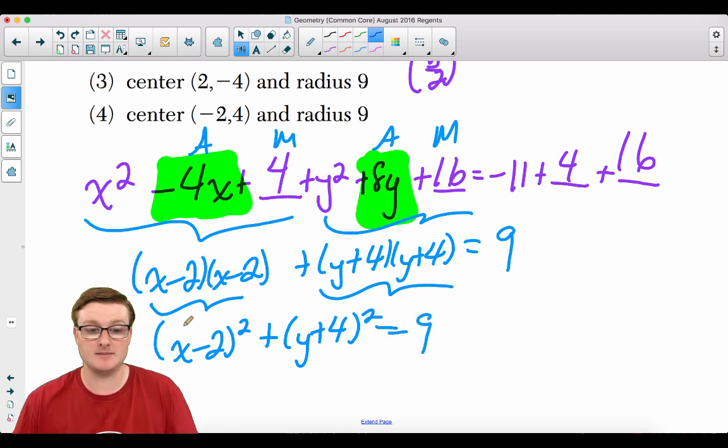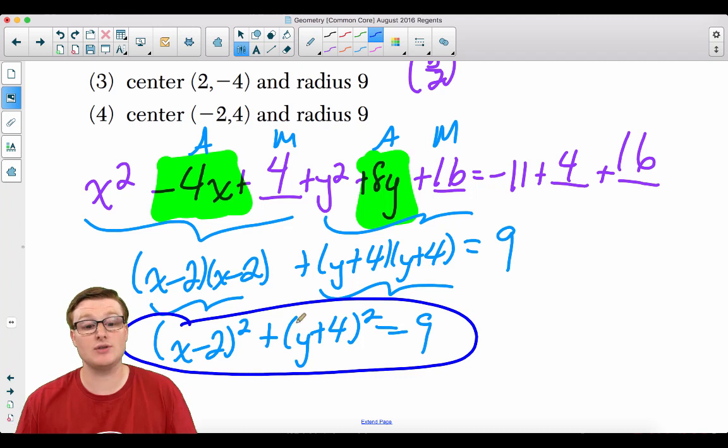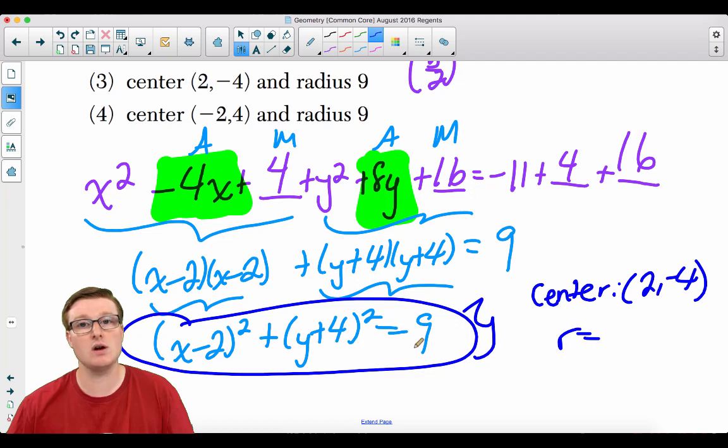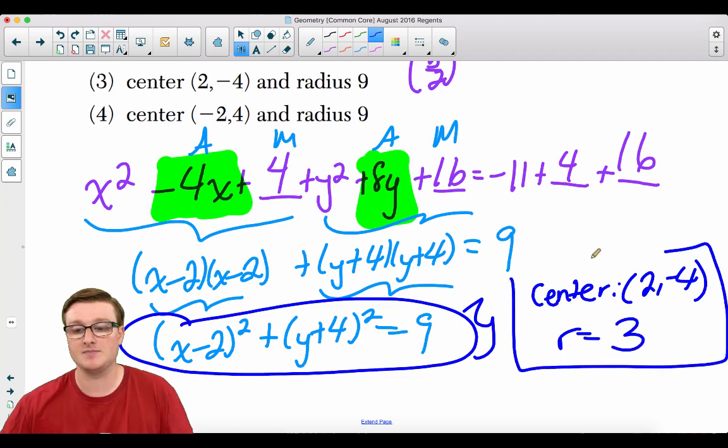Now, ladies and gentlemen, this is your center-radius form of the circle. So therefore, your center point is going to be the opposite values of what's inside, which is (2, -4), and your radius is going to be the square root of 9, which is 3.